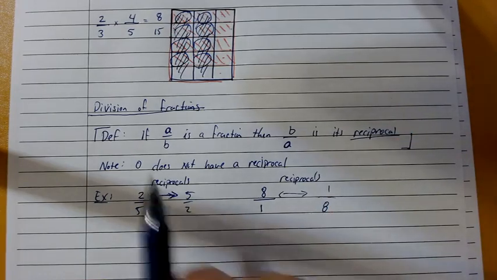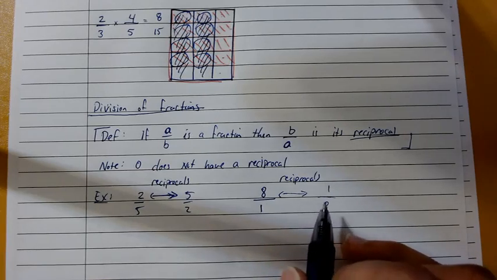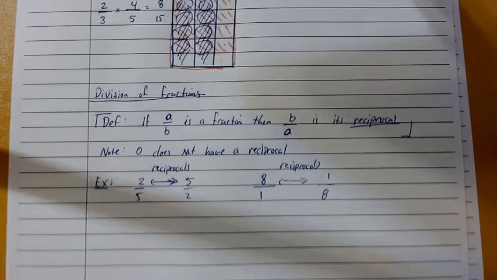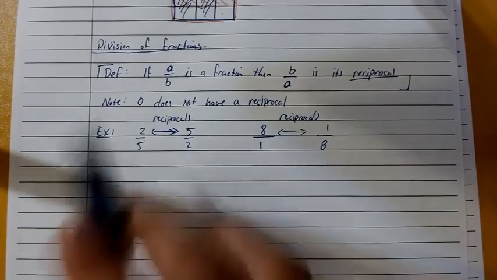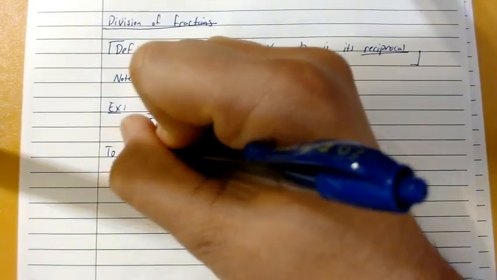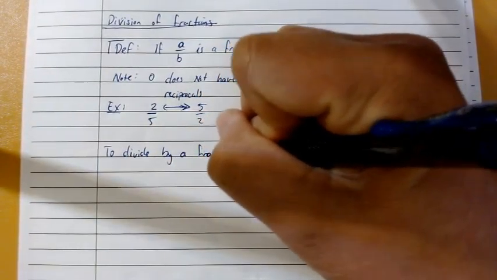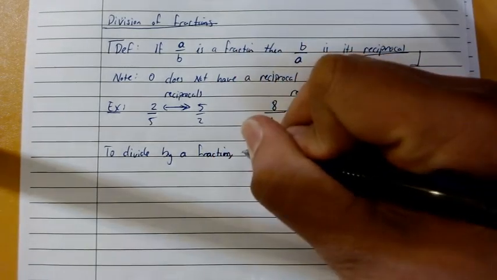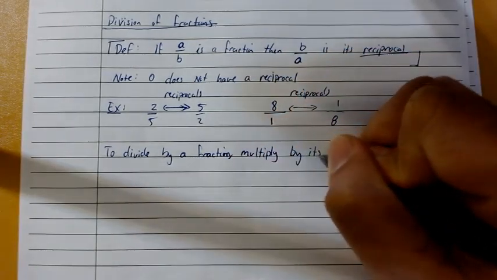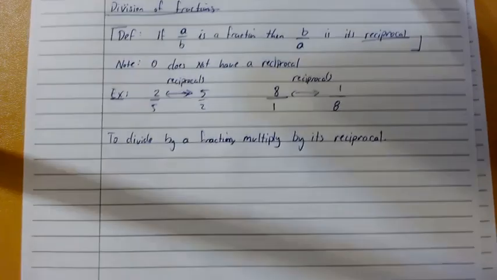And you can do that for any number except for 0. Because if you have 0 over 1, reciprocating would be 1 over 0. And 1 over 0 is undefined. We don't have a meaning for division by 0. Okay? So if you're going to divide by a fraction, you're going to multiply by a reciprocal. To divide by a fraction, multiply by its reciprocal. So let's see some examples of that.